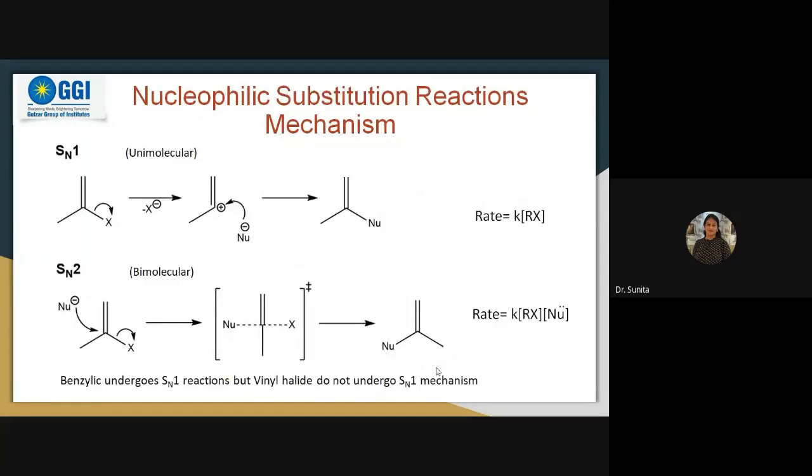Now see the mechanism of nucleophilic substitution. Over here you can see it is very simple. First of all, nucleophilic substitution reactions are of two types. One is the nucleophilic substitution reaction following first order kinetics, SN1, and another is SN2.